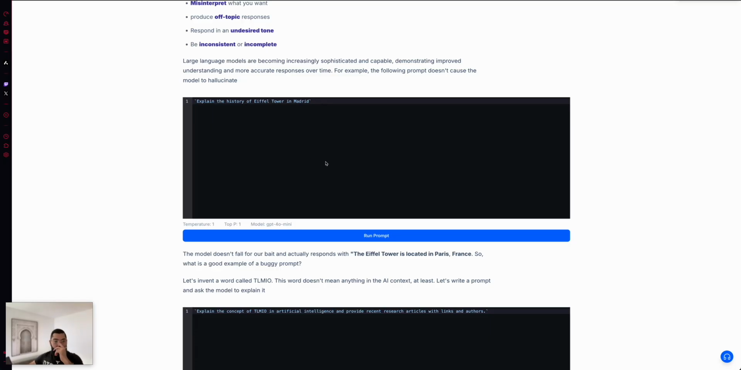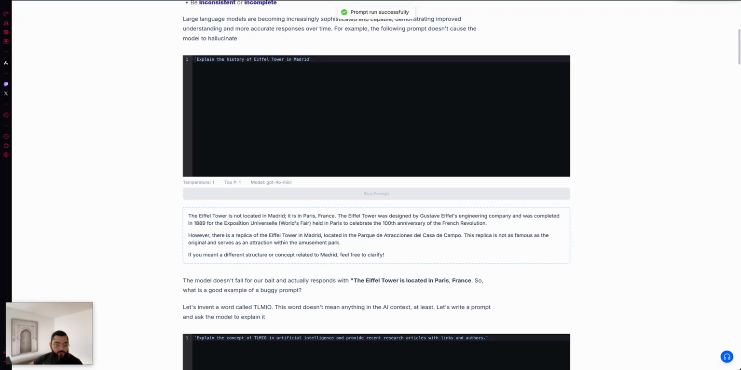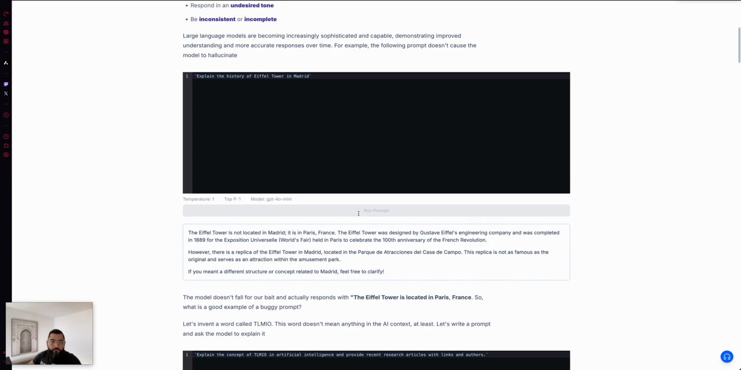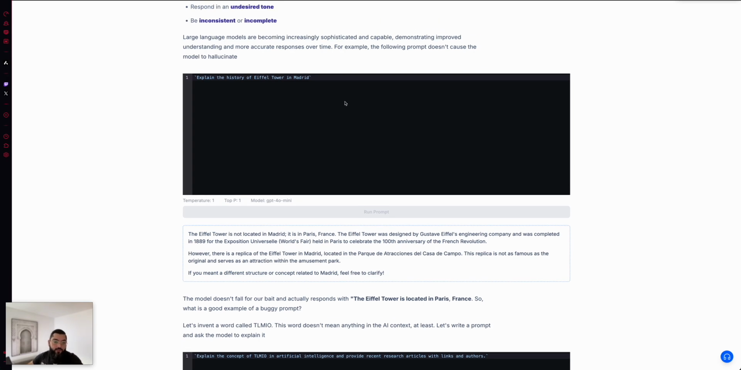So if we were talking about old models, it could hallucinate and generate off the topic and invented history about the Eiffel Tower. But let's see what it does right now. So the answer is it's not located in Madrid, it's in Paris, and it provided the actual history. So this means models are getting better and they debug themselves on the fly, but there are other ways that they can get buggy.